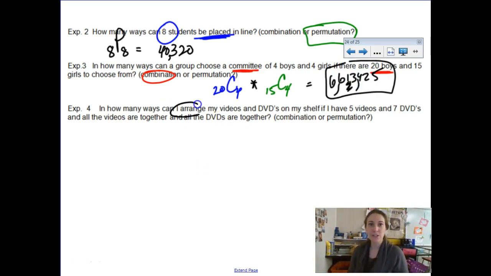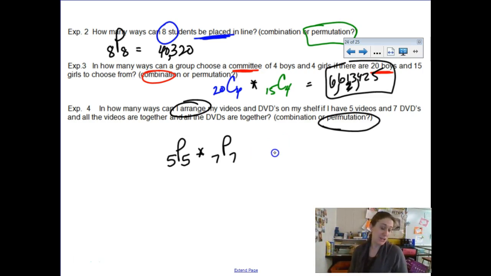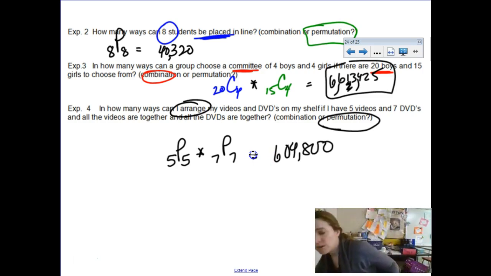And then here I'm arranging, so that's a permutation. 5 videos and 7 DVDs. So I'm arranging them together as a group, so I have 2 different permutations I'm multiplying together. So 5 permutations of 5 is being multiplied by 7 permutations of 7. And again, huge number, right? 604,800. You could spend your whole afternoon arranging all your DVDs and videos. And all you kids out there are going, what's a video?